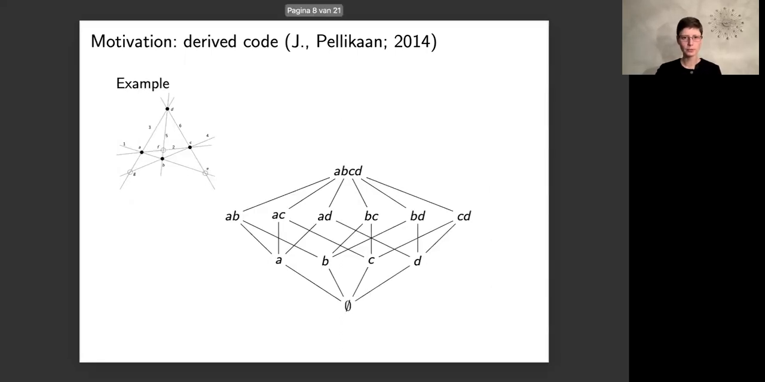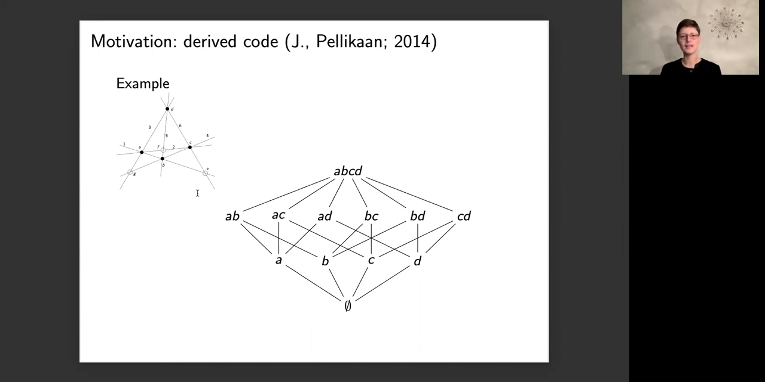Now, this also works better with a picture. So here is the code and the derived arrangement, the derived code that we saw before. If you look at these 4 points, A, B, C, D, and the Matroid they give, then this is the lattice of flats of that Matroid. Every 2 points form a flat, and as soon as I have 3 of them, they span the whole space.